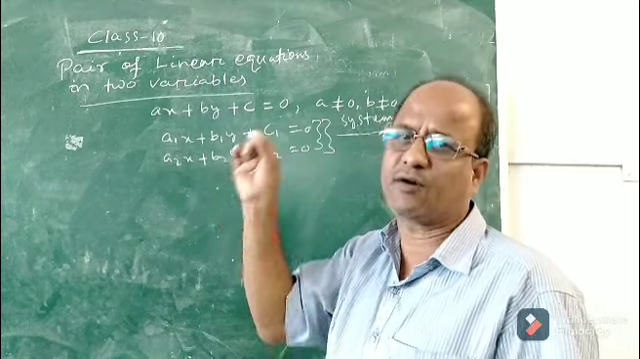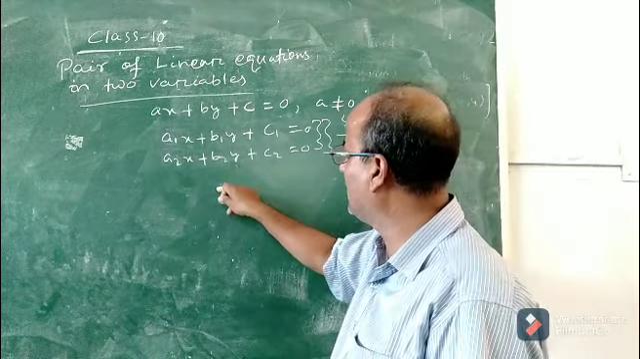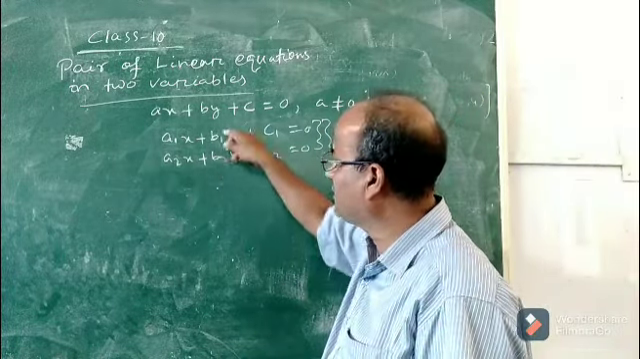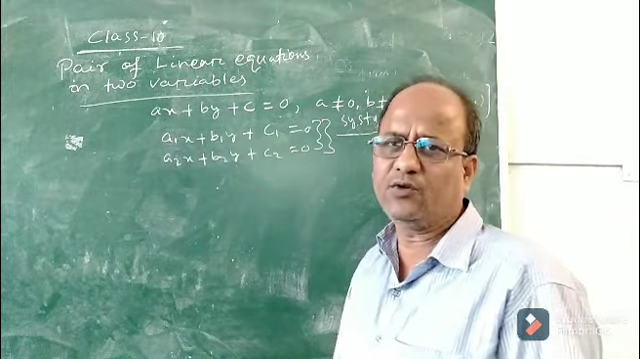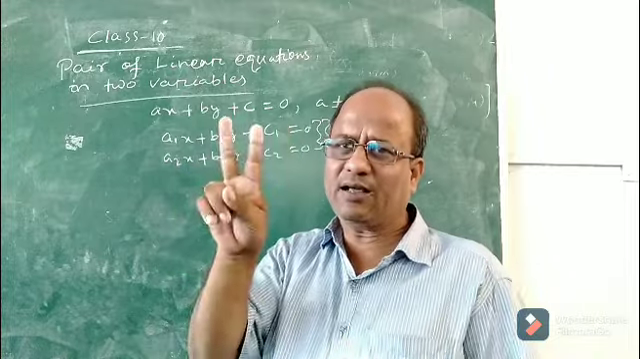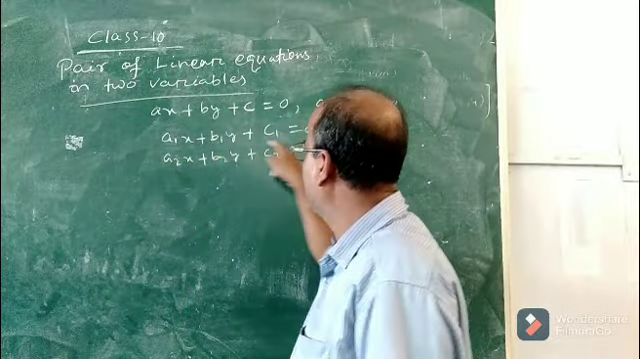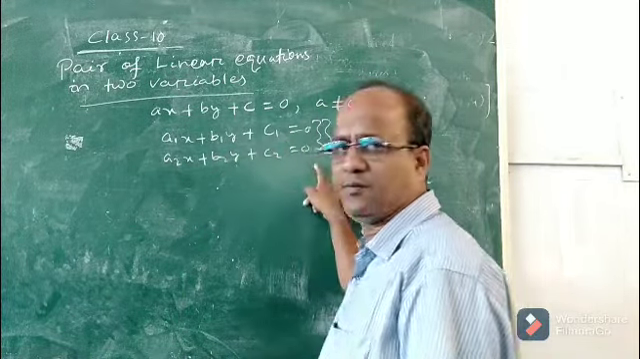So these are the things which we have already read in class 9. Now see children, if you are given two linear equations in two variables, and if you draw the graph of these two, what will you get? Tell me. You will definitely get two straight lines. One straight line for this equation and the other straight line for this equation.